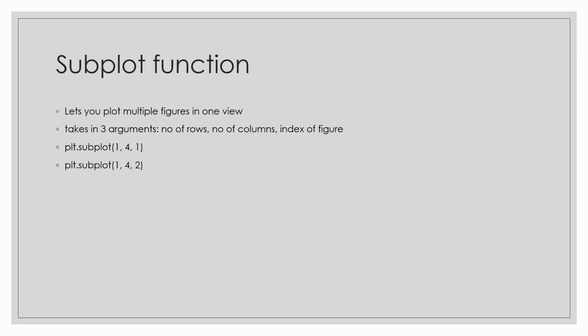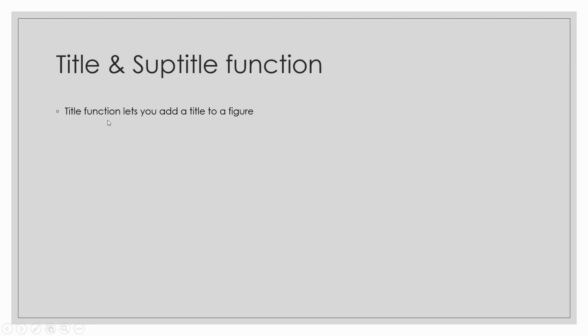The subplot function lets the user plot many figures in one view. It takes in 3 arguments: number of rows, number of columns, and index of the figure. For example, in this line of code, the plot will be created in a view having 1 row and 4 columns, and the plot which we are referring to will be situated in the first column. Similarly, in this line, the plot will be situated in the second column. The title function lets you add a title to a figure. The suptitle function lets you add a title to the whole figure.